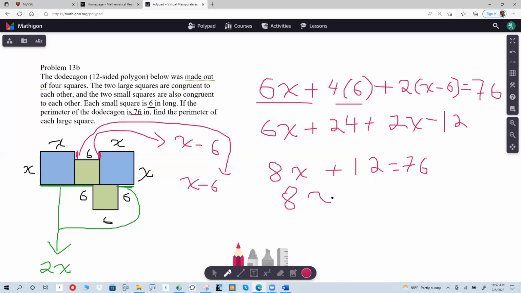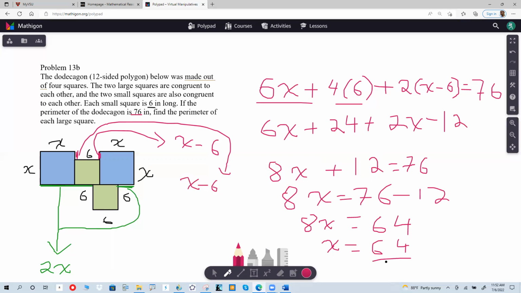8x is equal to 76 minus 12. Let's see carefully, what's 76 minus 12? 64, that looks a lot better to me. 64. And x is 64 over 8. I know the answer is not in the back, but in my head, I know the answer. So this looks much better. 8 times 8 is 64. So the answer is 8.